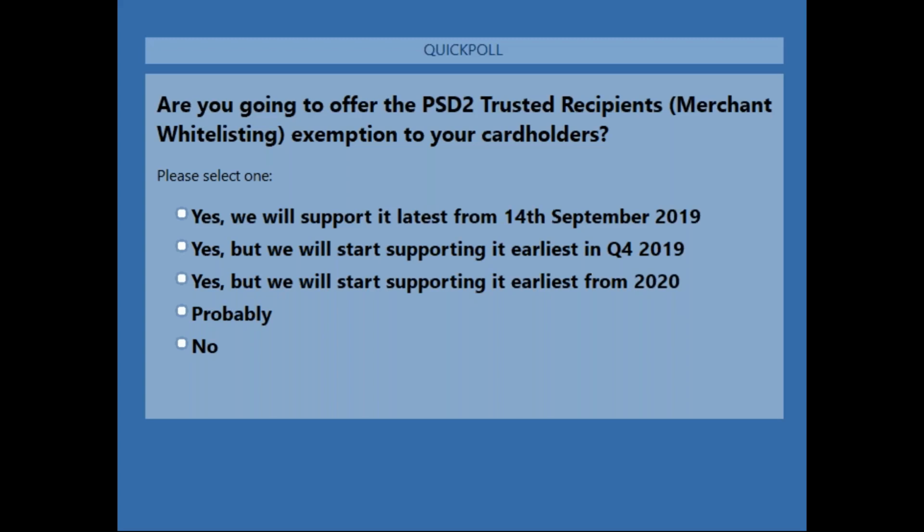So we have about 9% who are going to support merchant whitelisting from the 14th of September at the latest, and about 27% who are going to support it at the earliest in the last quarter of that year. And we have a few who are going to support it in 2020, at the earliest. And then we have about half of you who are saying you're probably going to implement it, so not yet decided. So let's hope we can convince you a bit more about its use and also its ease of use, I hope.